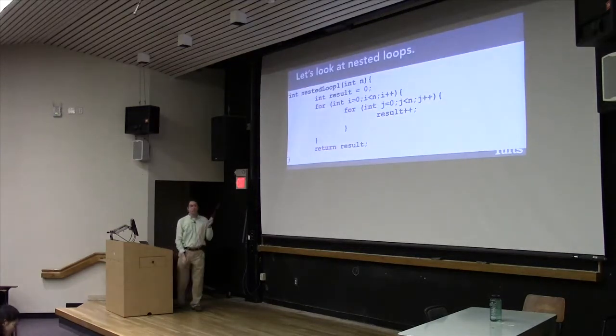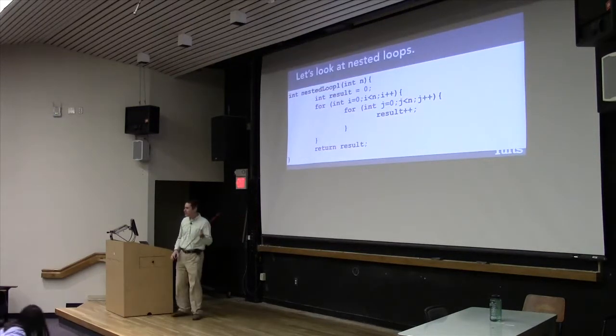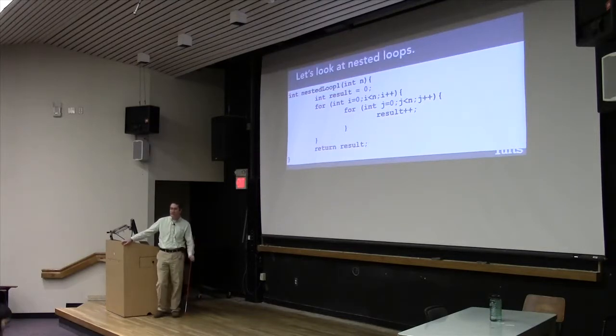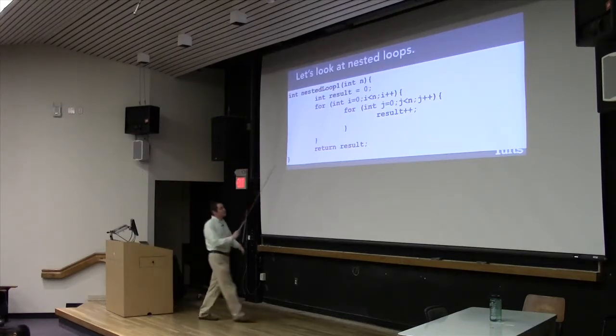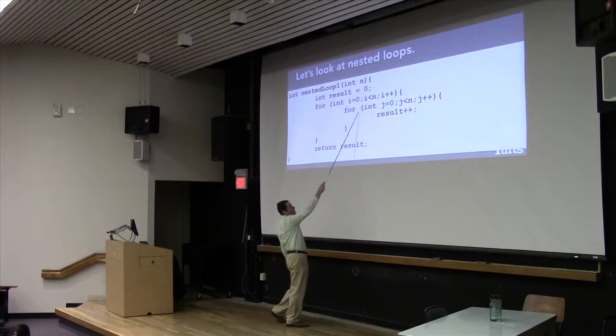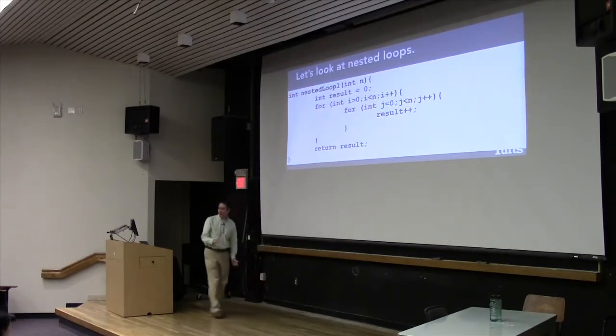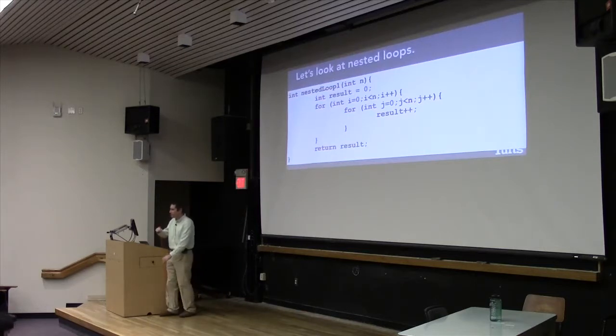Let's look at nested loops. If you take a look at this loop here, this is a really simple loop. It just says I'm going to input a number n, and we're going to set the result equal to 0. And then for every value up to n, we're going to go through one loop and then a nested inside loop, also going to n. Both of them are going to go to n. And we're going to add to the result there, and then we're going to return that result.